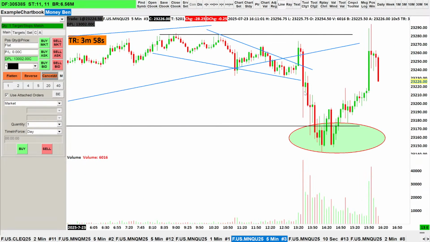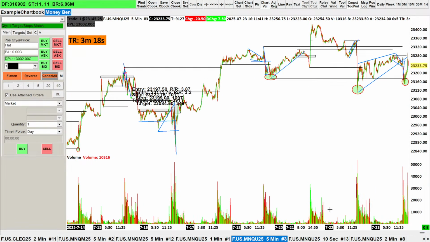I was looking maybe for possible shorts to the upside if it pulled back to this area right here. If we pulled back to this area and then pulled back again, I'd probably look for some shorts right here. But we didn't get that. We were just going straight down. So I had to zoom out.